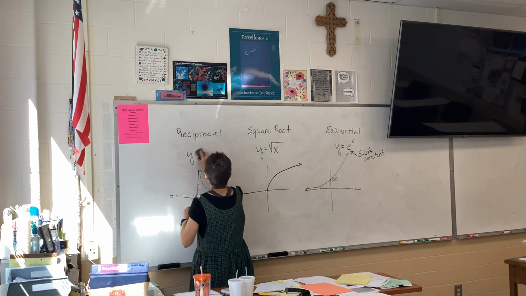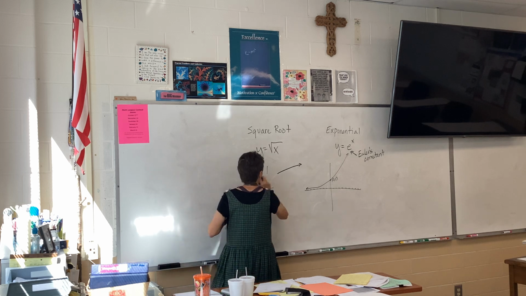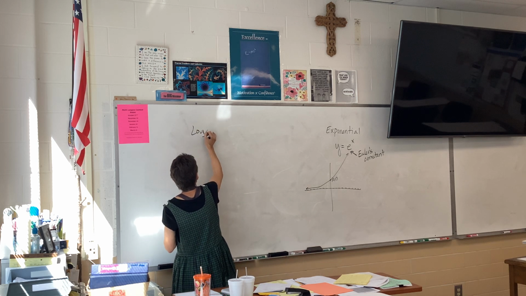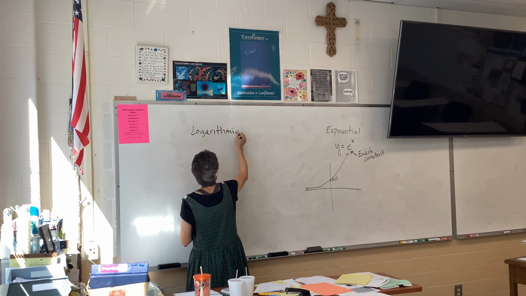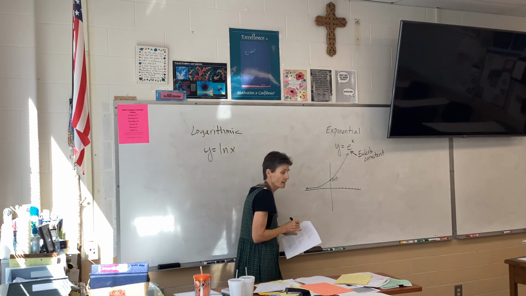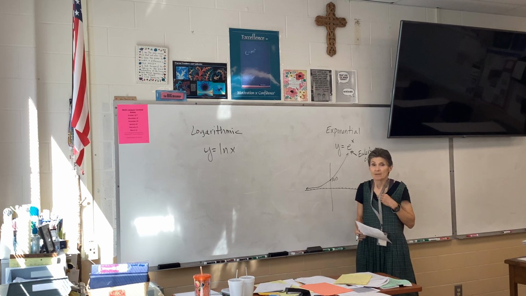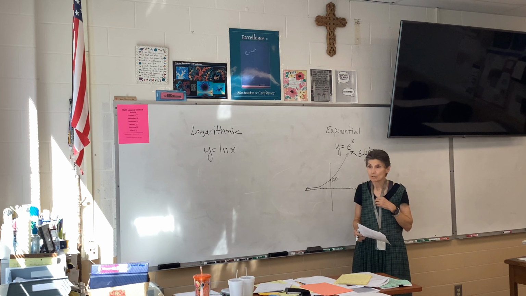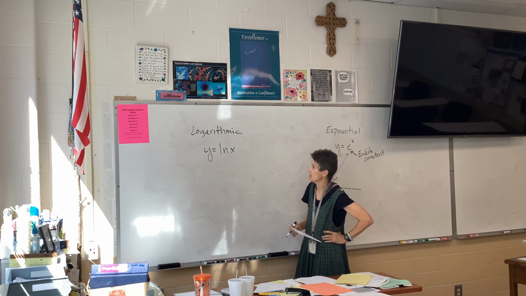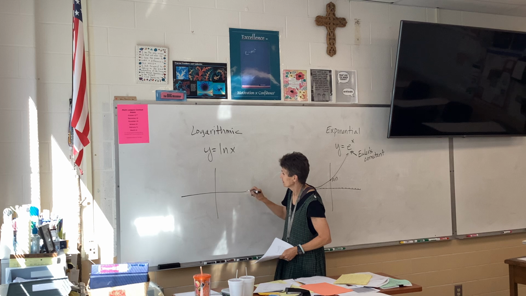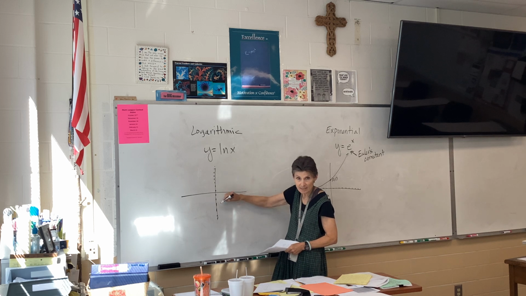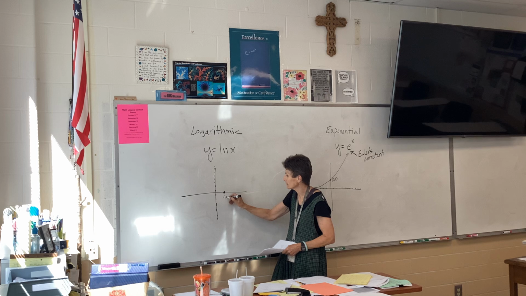What do we got next? Now we've got the logarithmic function. The equation we use is y equals ln x. That's called the natural logarithm. We could also use log x. It doesn't make any difference. Those are the same basic shape. This one has an asymptote on the y-axis, and a point at (1, 0).